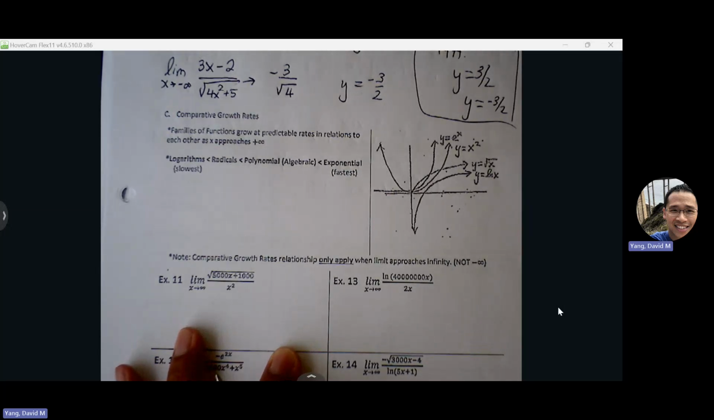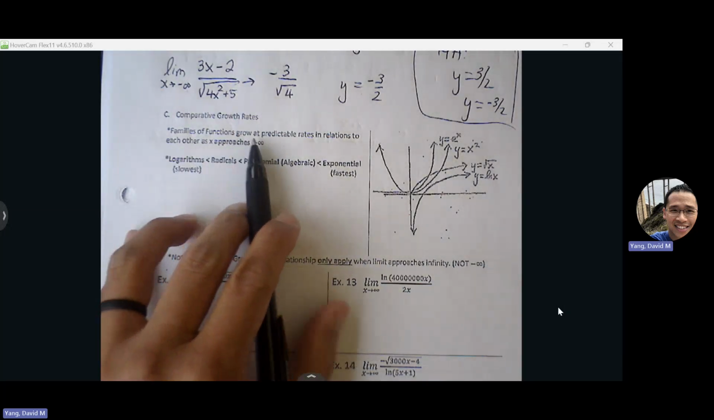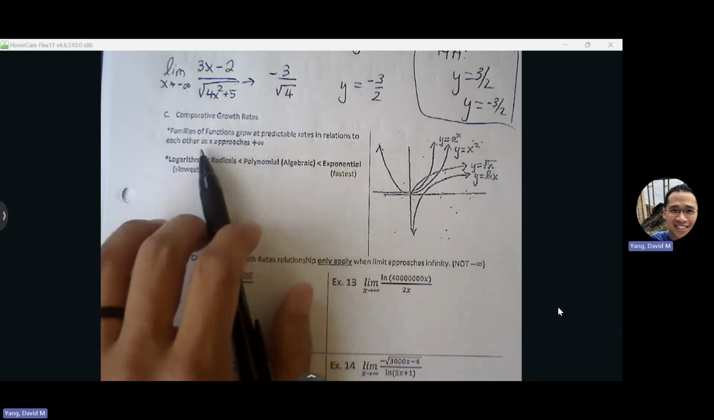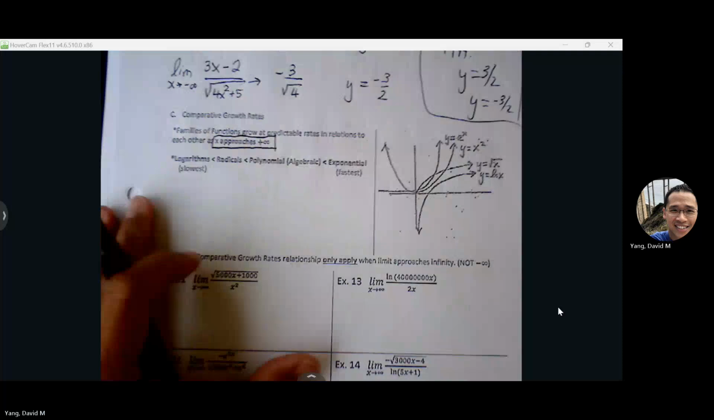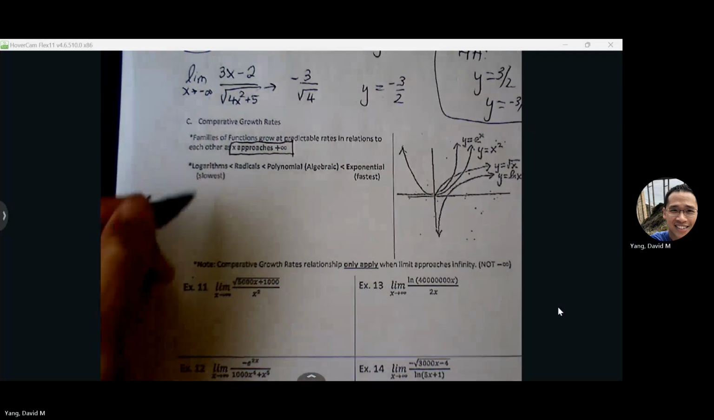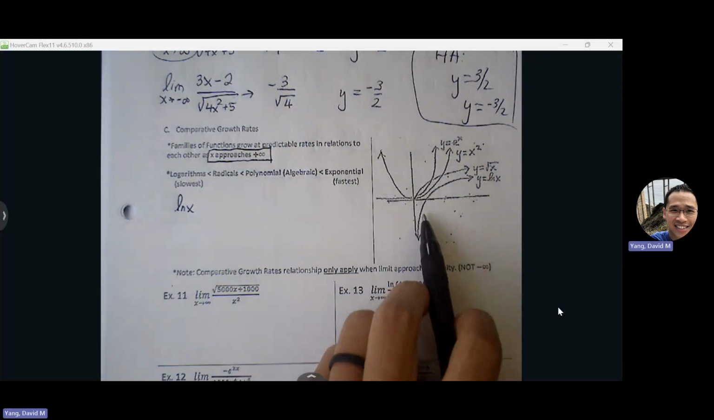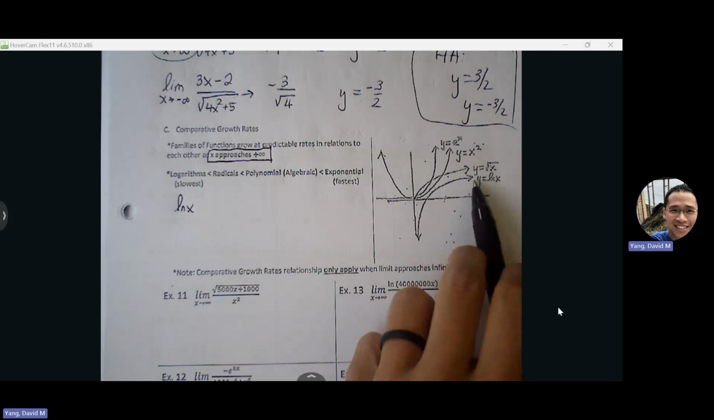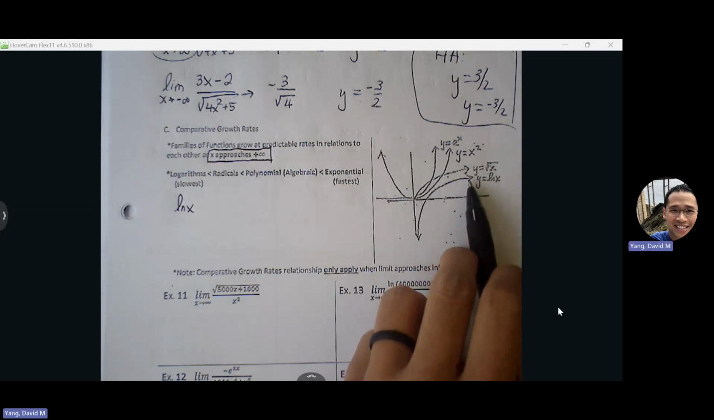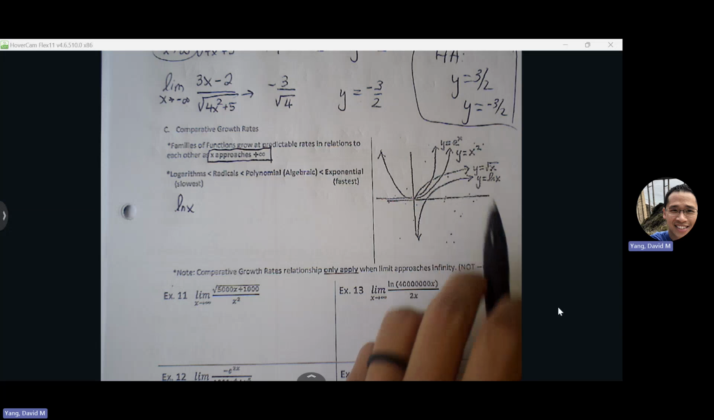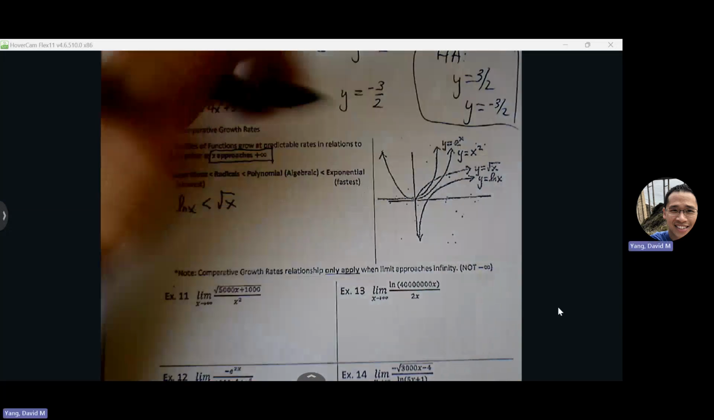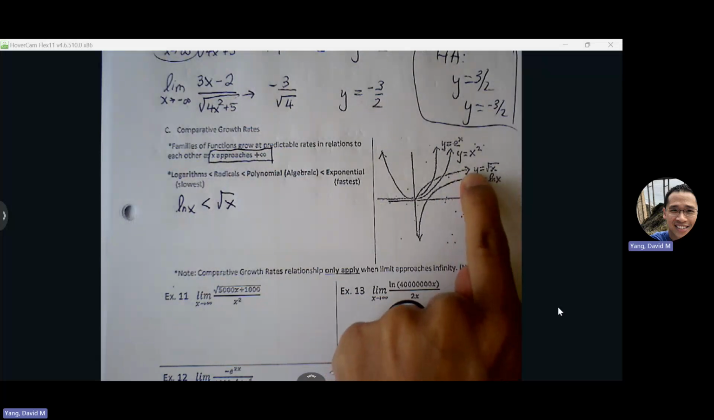Part C, comparative growth rates. Families of functions grow at predictable rates in relation to each other if we approach infinity. So this only works if we're approaching infinity. Here's the basic relationship that we're going to see. Logarithms, so for instance, natural log of x, if we're approaching positive infinity, it is growing, but it's kind of inching along and growing at a very slow rate. Okay, radical functions like square root of x grow a little faster than natural log of x, but it's still relatively slow.